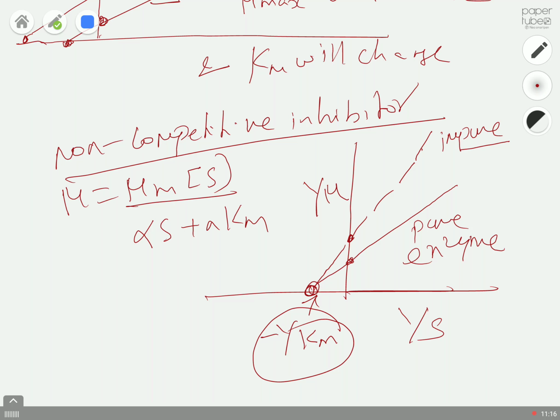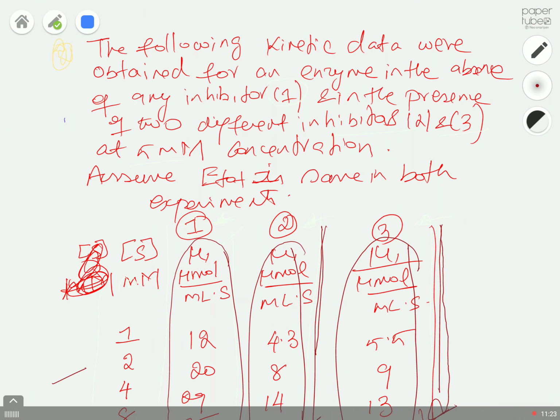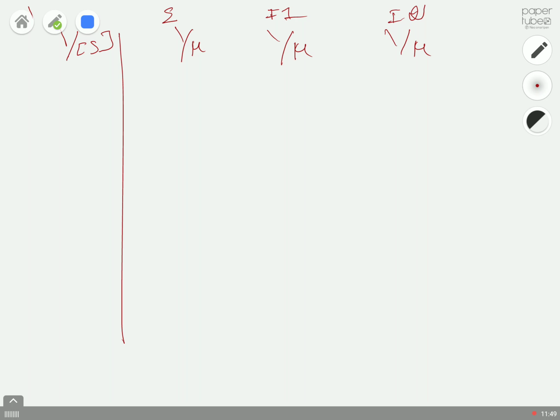So let's solve the problem. To do that, you need 1 by initial velocity and 1 by substrate concentration. I gave the substrate versus initial velocity in this table. So you need to convert them into 1 by substrate so that you can make use of the double reciprocal plot or Lineweaver plot. So I'm going to write here 1 by substrate, 1 by mu, 1 by mu, 1 by mu. This is pure enzyme. This is inhibitor 1. This is inhibitor 2. So let's write. I already calculated using Excel.